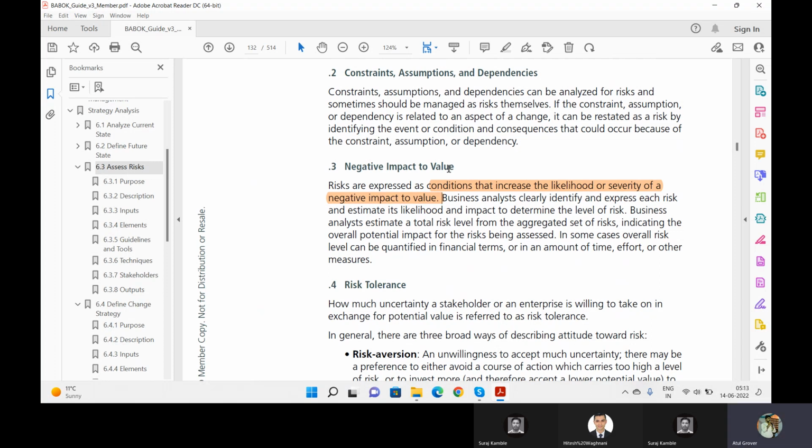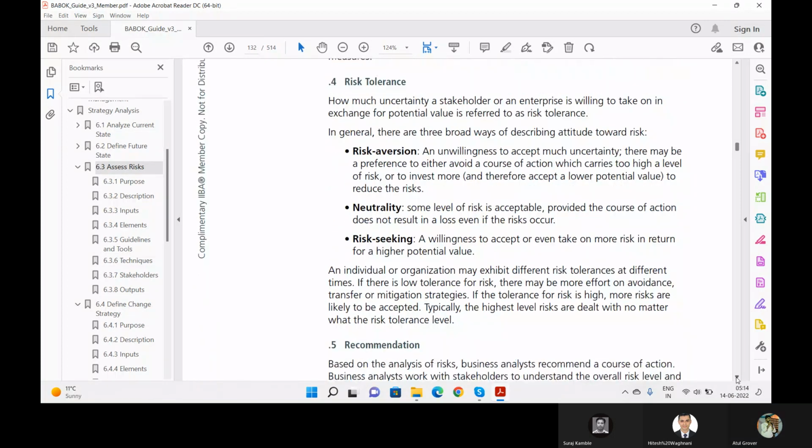But while doing the strategy part, while doing the current state or the future state thing, you have to consider this very carefully, that it can have a negative impact. The next one is the risk tolerance. In the risk tolerance, we have three major parameters: risk aversion, neutral, or risk seeking. Risk aversion means an unwillingness to accept much uncertainty.